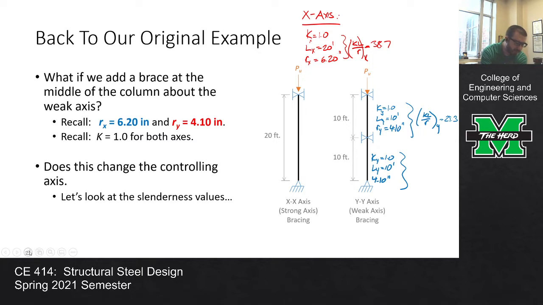So now we've got two situations. Now, first off, our governing value is going to be the largest. Before it was 58.5, now it's 38.7. So if we think about this just from a practical standpoint, well, if I'm going to put a brace on there, it better have an impact. And it did, because it dropped the slenderness for that column. If it dropped the slenderness for that column, that means the capacity goes up. And if the capacity of that column goes up, maybe I can use a smaller column to resist whatever loads are on it, okay? But it also meant that by putting that brace, now we have the x-axis governing, not the y-axis. Okay, does that make sense?